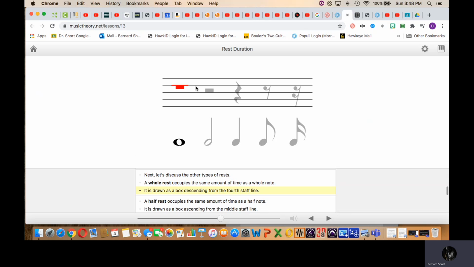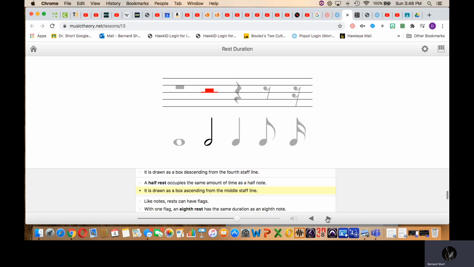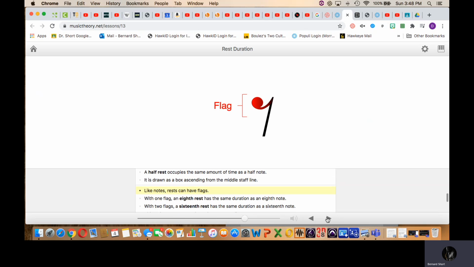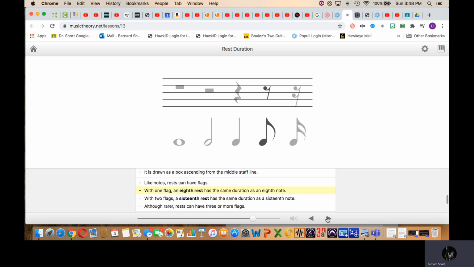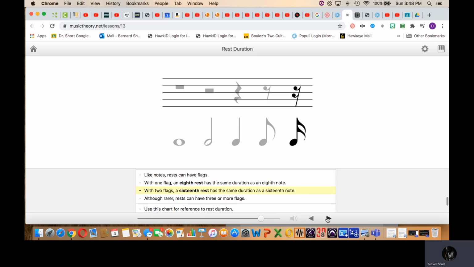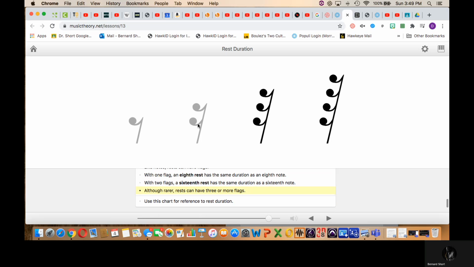That's how the whole rest looks. You don't really see it because it's sitting on the actual line, but it looks like an upside down top hat, whereas the half rest looks like a top hat. Okay? Eighth rest, that's the flag for it. Okay? 16th rest, it's this flag for it.